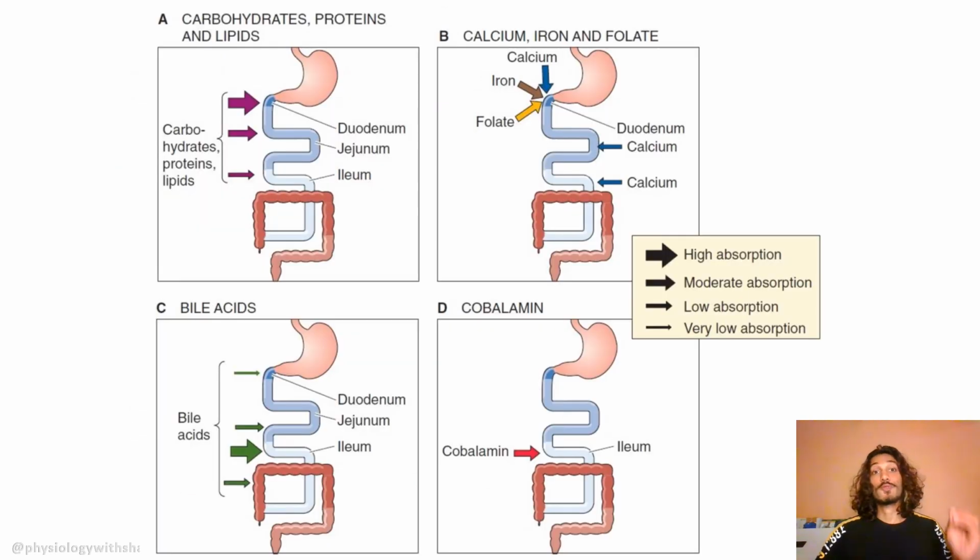Coming to the gist of it, this is what you have to understand. Iron, calcium, folate: the absorption is predominantly in the duodenum, though calcium is also absorbed in other parts. Bile acid and cobalamin, the two things we saw earlier, are absorbed in the distal part of the ileum. So just remember this: bile acid, cobalamin, distal ileum. Most of the other things are in the upper parts.